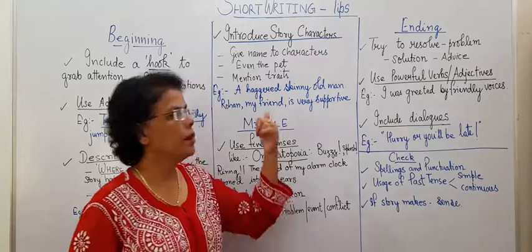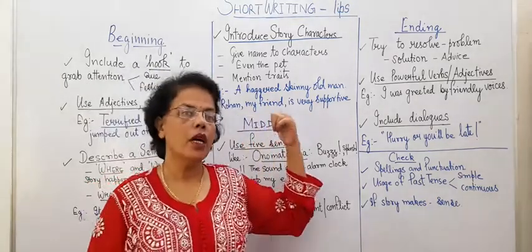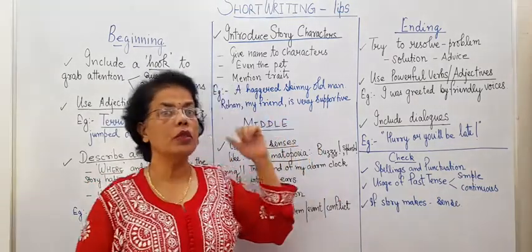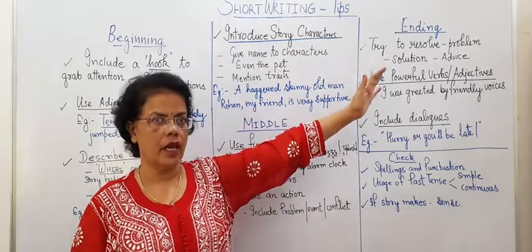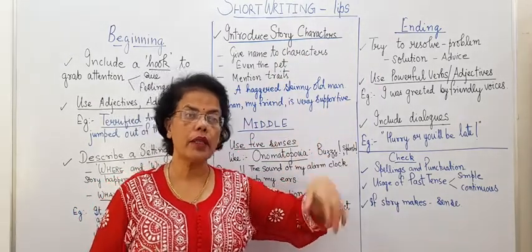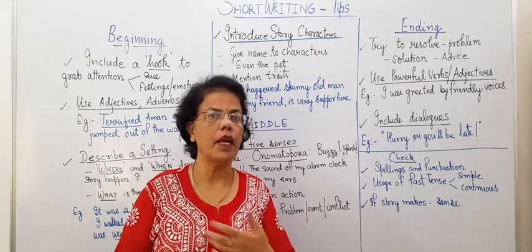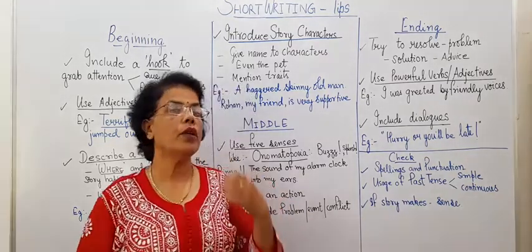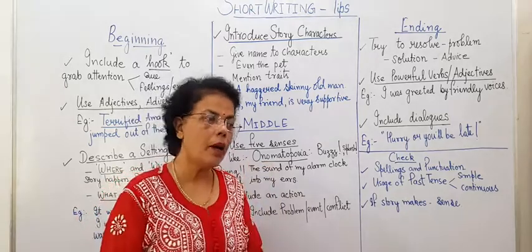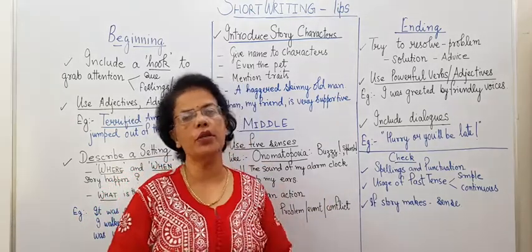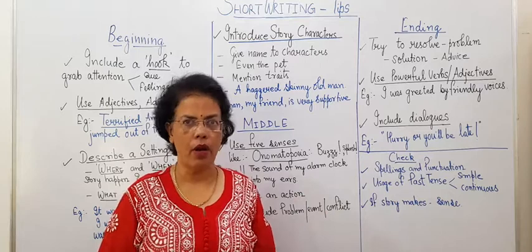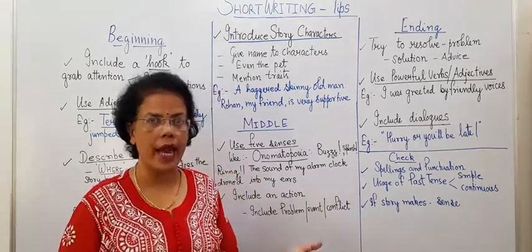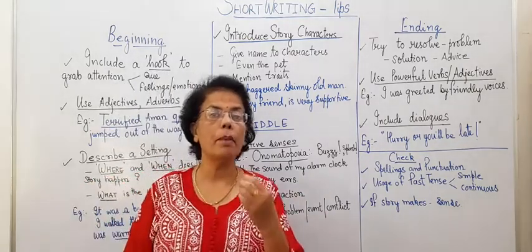Now the next thing which you have to keep in mind is to describe the characters. You need to introduce characters, because without characters stories will not move on, right? So you have to name the characters. If you have introduced a pet there, not a stray dog. I'm not talking about any stray animal, but I'm talking about the pet.